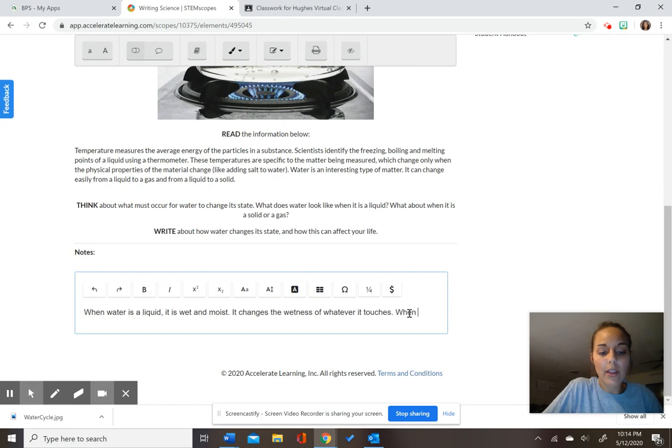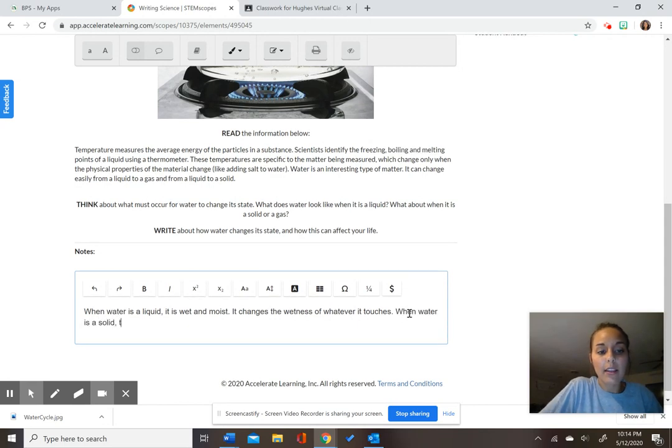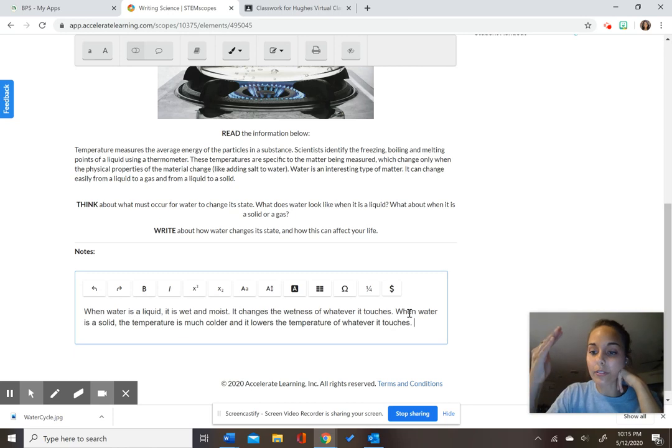I would say when water is a solid, the temperature is much colder, and it lowers the temperature of whatever it touches. Think about it. When you get hurt, that's the reason why we put ice on things. It lowers the temperature, all of the blood rushing to that area. It calms it down and stops the swelling. If you have ice on your face, it cools down that area. So it's lowering the temperature as well.